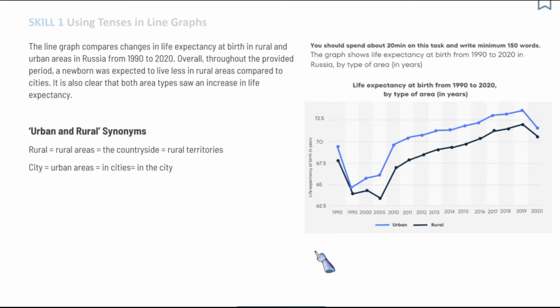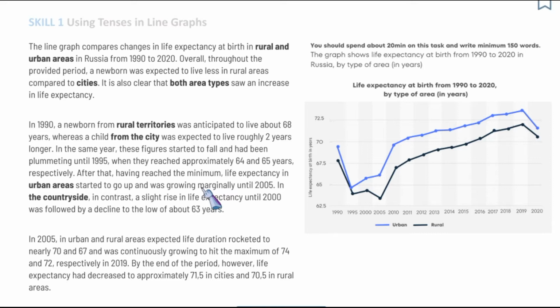Next, I would like to talk to you about synonyms for the words urban and rural. For rural, you can use the phrase rural areas or the countryside, or you can replace the word areas with the word territories. And when you write about cities, you can say urban areas, or in cities, or in the city. So these are the synonyms that I have used in the report.